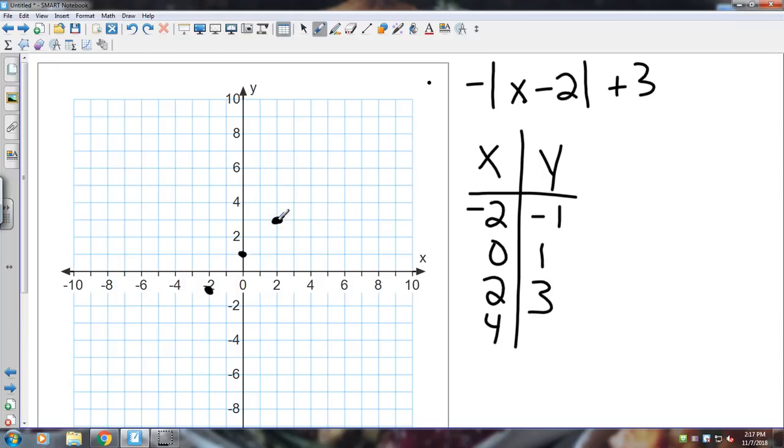Nope. It hasn't. It's still a line. So I'm hoping my 4 helps me out. What's 4 minus 2? 2. What's the absolute value of 2? 2. Assign the negative sign to it. What's negative 2 plus 3? 1. So that's at 4, 1. Praise hallelujah. Okay, it has turned. And so now I can finish my graph.